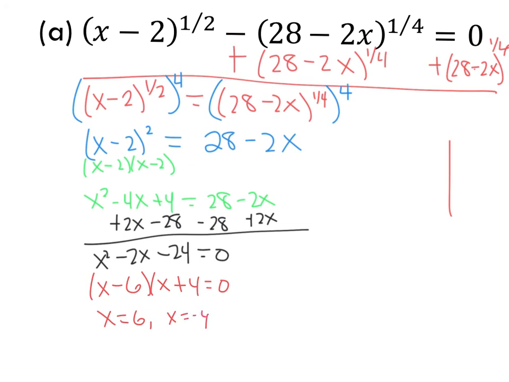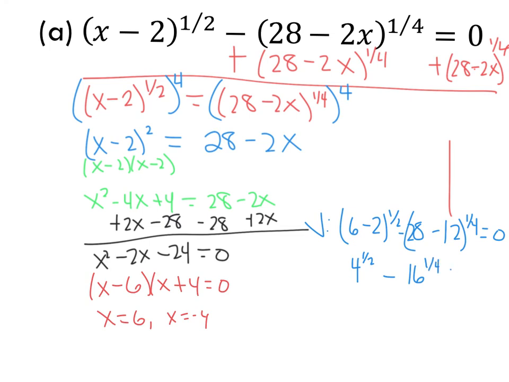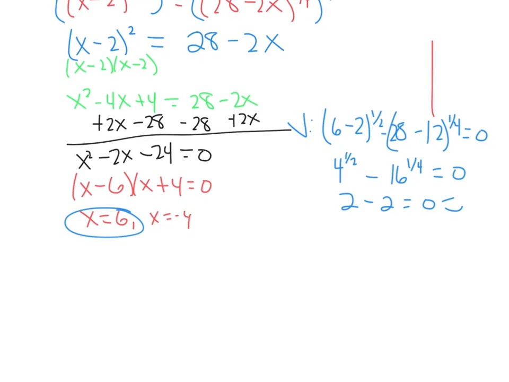Now remember, just like we did with the other problems, we have to do a check. 6 minus 2 to the 1/2 minus 28 minus 12 is 16, to the 1/4. Does that give me 0? Meaning, does 4 to the 1/2 power minus 16 to the 1/4 power give me 0? 2 minus 2 equals 0, smiley. So I know x equals 6 is the solution. But what about the other?